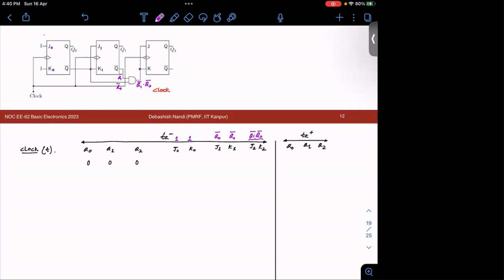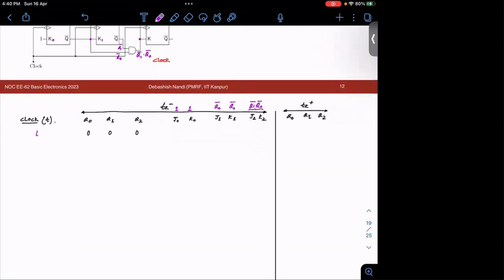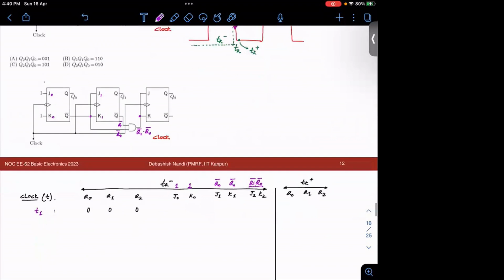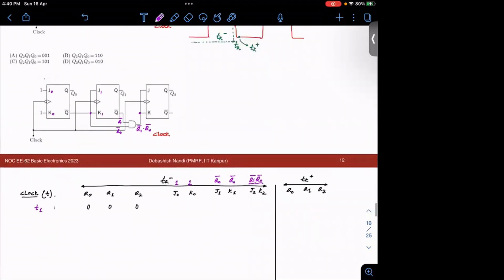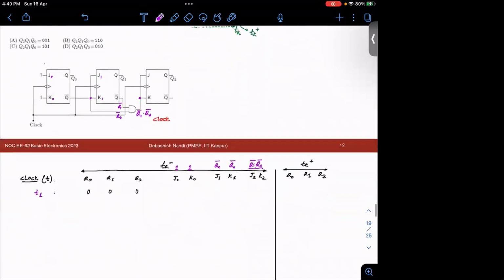So now when you have T1, let's say T1 means you have encountered your first negative edge of the clock pulse. We have mentioned that we are considering Tk at the negative edge, so T1 will be here. What about J0, K0? It will be 1, 1, as it is not changed. So this will remain 1, 1. Fine.